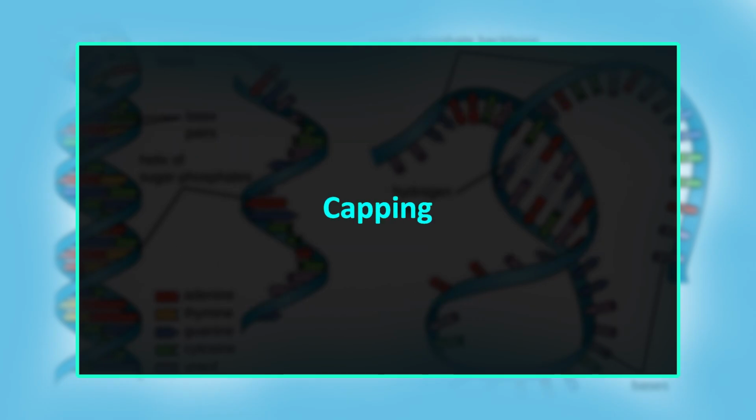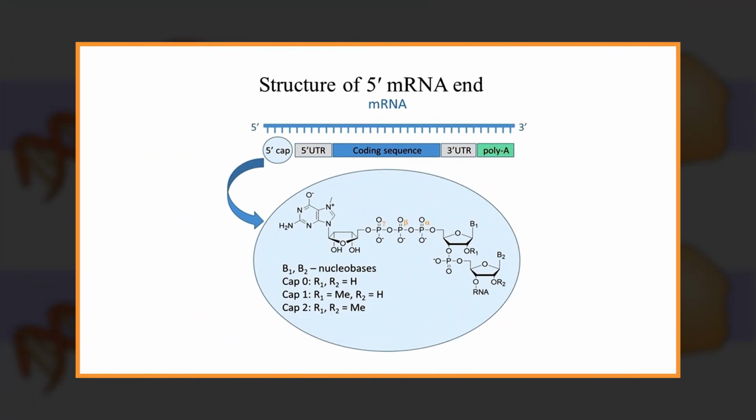Let's first discuss the capping. In the capping step of mRNA processing, a methylated guanosine, 7-methyl-G, is linked to the phosphates at the 5' end of the mRNA. The cap protects the 5' end of the mRNA from degradation by nucleases and also helps position the mRNA correctly on the ribosomes during protein synthesis.